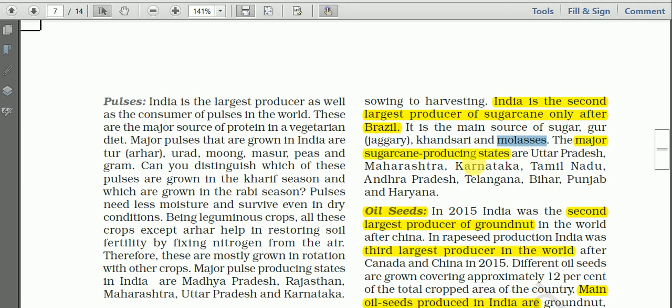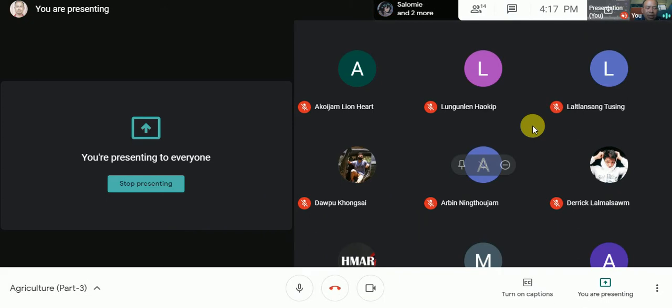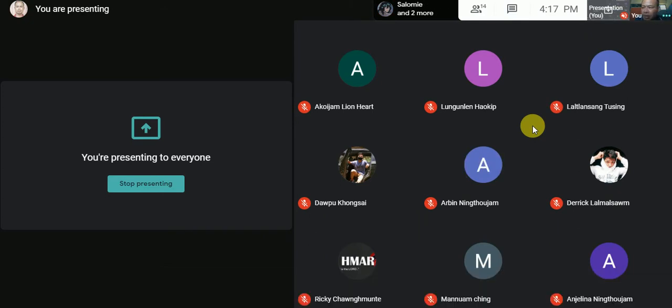And about the sugarcane producing states, we have Uttar Pradesh, Maharashtra, Karnataka, Tamil Nadu, Andhra Pradesh, Telangana, Bihar, Punjab, and Haryana. Uttar Pradesh is the largest producer of sugarcane in India. Remember. Any question about this sugarcane production, sugarcane cultivation?